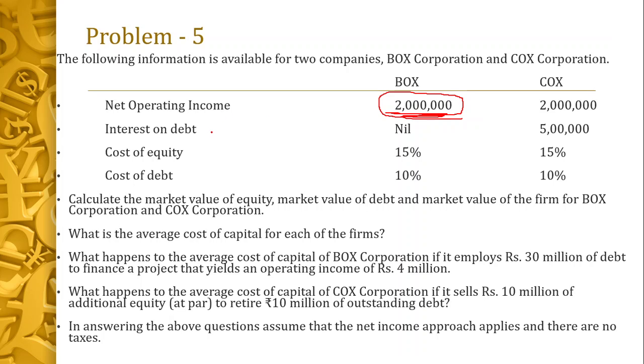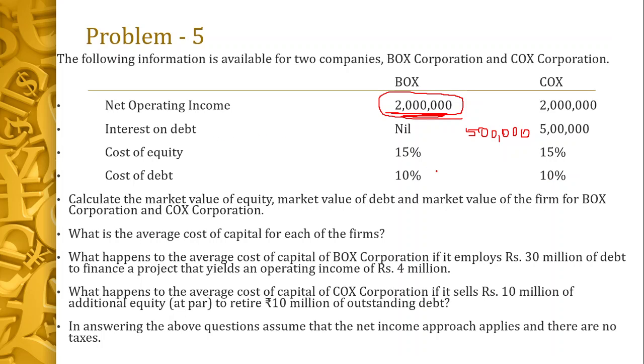Okay, and interest on debt is here nil, and here there has been a mistake. Always remember that it had to be 500,000. Instead they have given 5 lakh. So, note all these things. Okay, and cost of equity stands at 15% each. Cost of debt is 10% each.